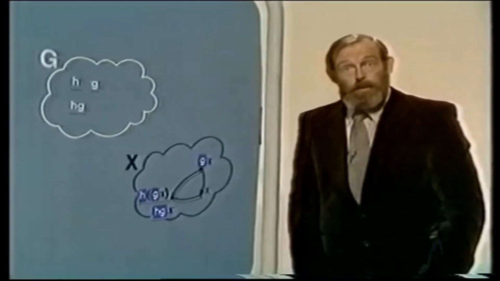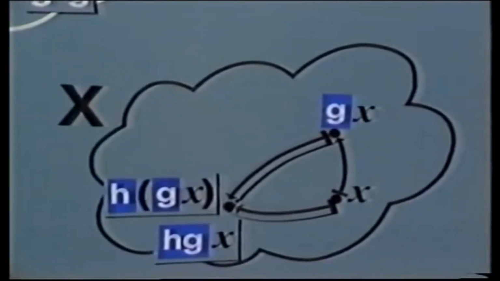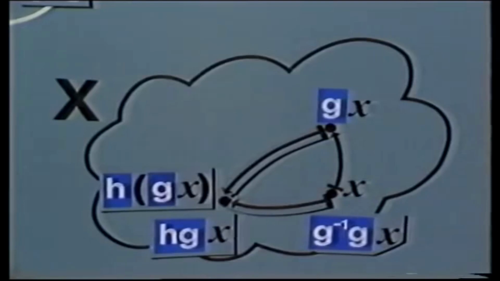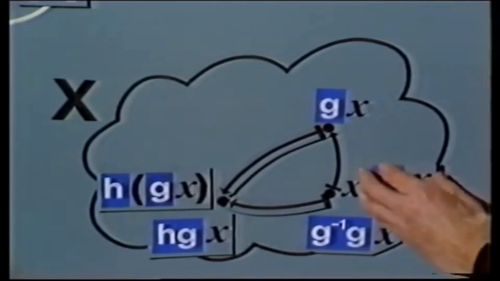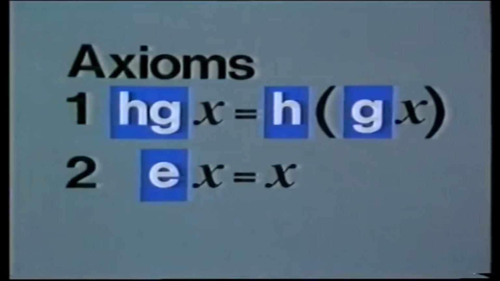There's another axiom we need. We'll look back at our group and at the identity element in particular. You see, the identity element e of our group is a rather special kind of element. It's the product of any element g with its inverse. Now, the inverse of g should undo the effect of g and send gx back to x. So it follows that the identity element e should leave x fixed. So this becomes our second axiom. For each point x in X, ex equals x.